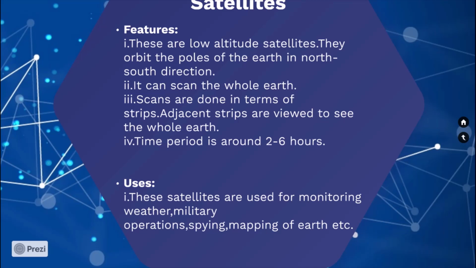Adjacent strips are viewed to see the whole image of the Earth. Strips are taken due to the rotation of the Earth. The time period of these satellites may vary from 2 to 6 hours.